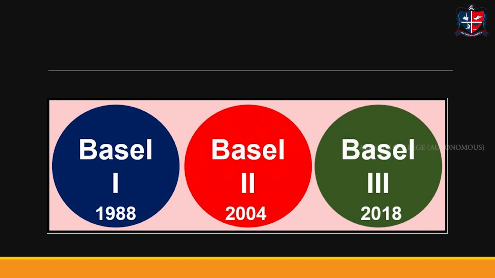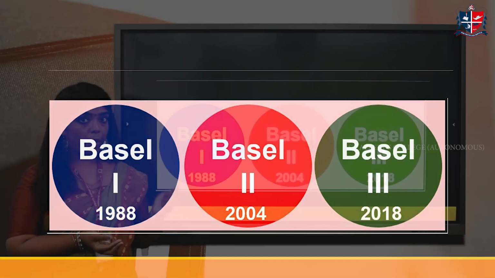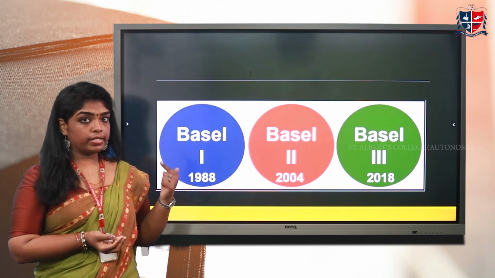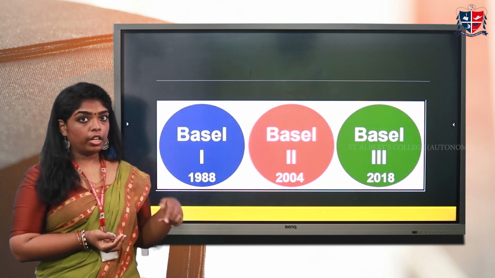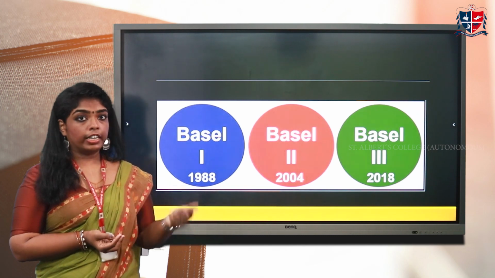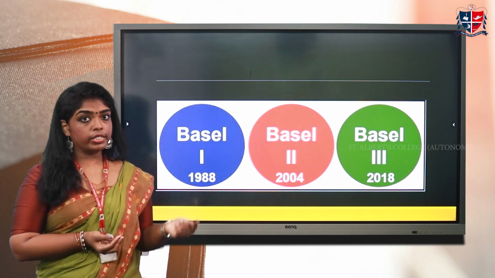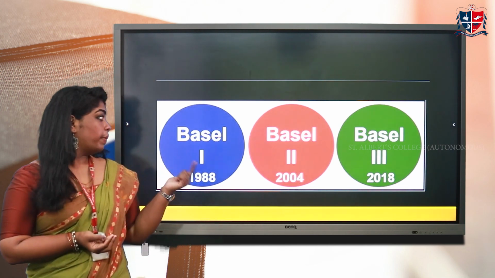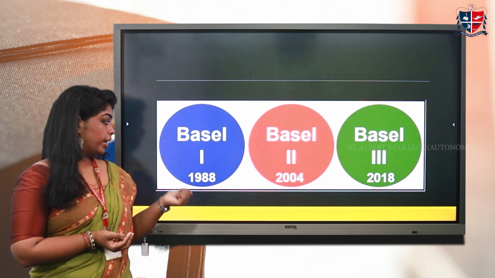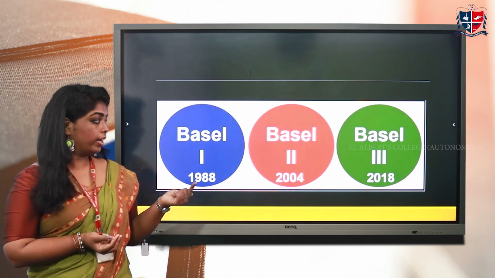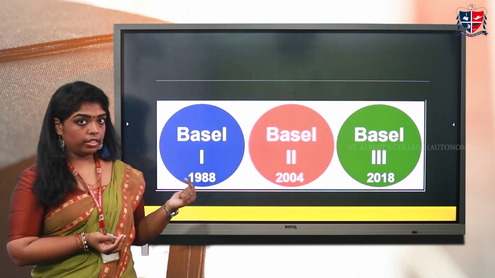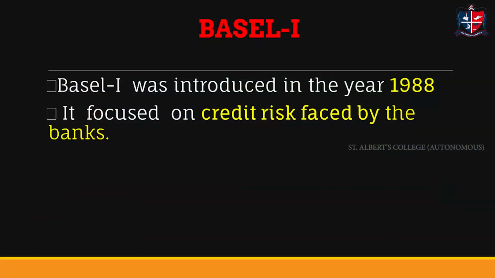And Basel norms have a three-tier system. First one is Basel 1, second Basel 2, and third Basel 3. Basel 4 is yet to start since 2023, just 1 month left. Basel 1 was introduced in the year 1988, Basel 2 in the year 2004, and Basel 3 in the year 2018. Now let's discuss each in detail. First one is Basel 1.